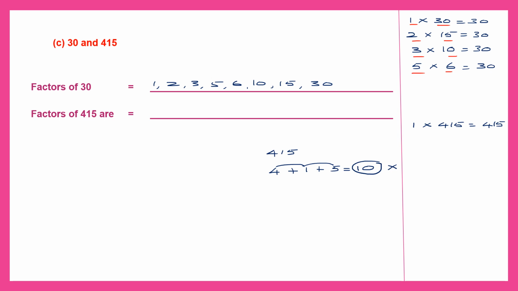Is 415 divisible by 4? We have to take the last two digits, 1 and 5. 15, is that there in the tables of 4? No, it's not there in the tables of 4. So it's not divisible by 4 also. Is it divisible by 5? Yes, it's divisible by 5 because the last digit is 5.